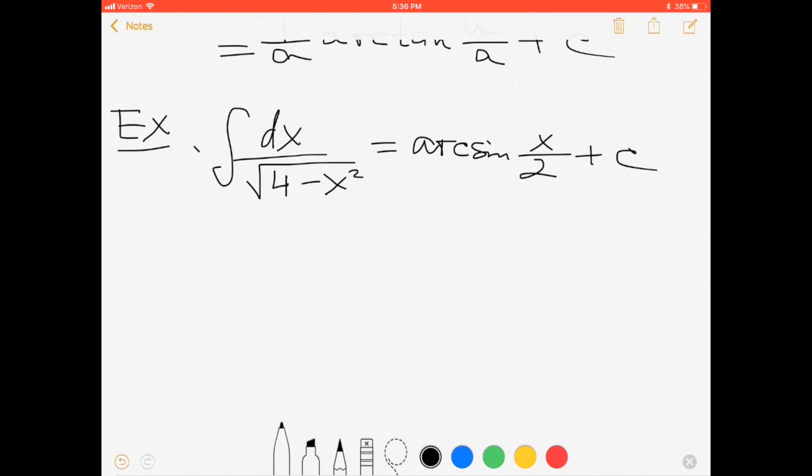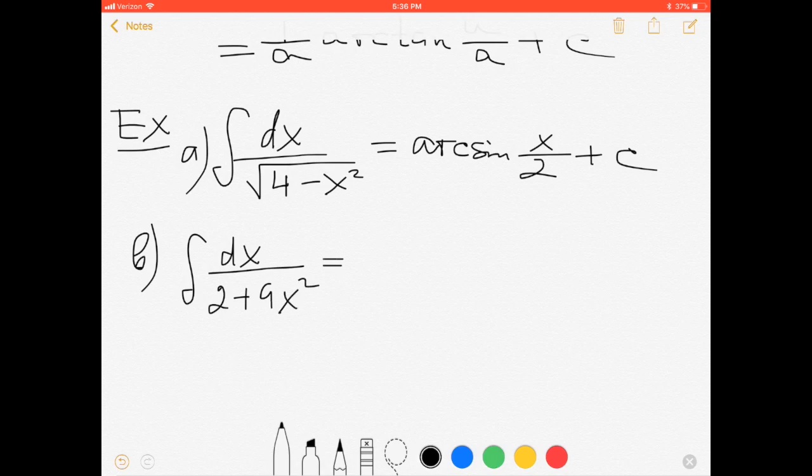Second example, example B. Here you have the integral dx over 2 plus 9x squared. Great. What is u here? u squared is 9x squared, which means u is 3x. What will be the derivative? It will be 3 dx. This means here I need a 3, but because I need 3, I need to write 1/3 in the front. It is sure that nothing is changing. Then, what is a here?